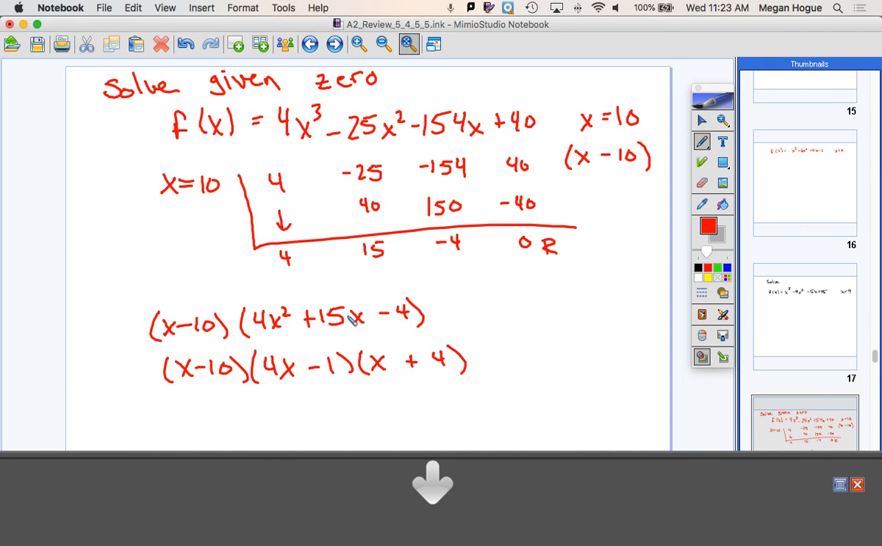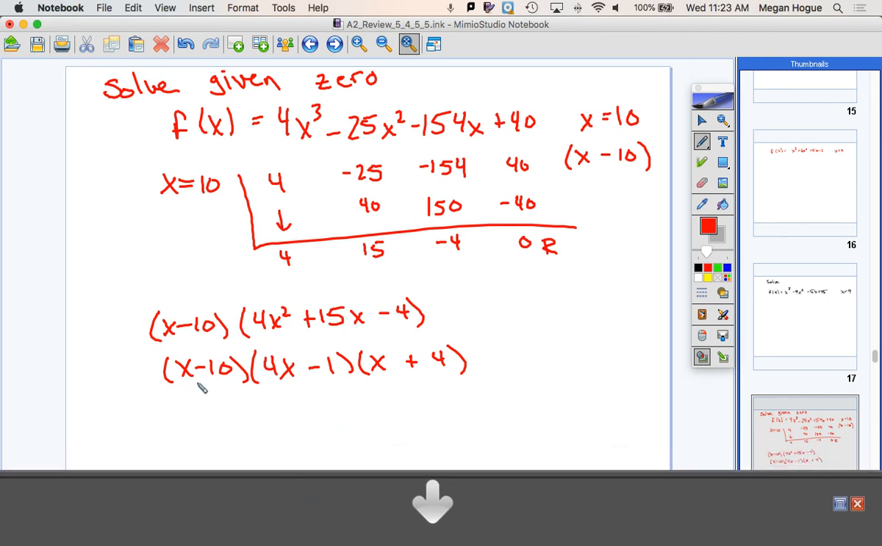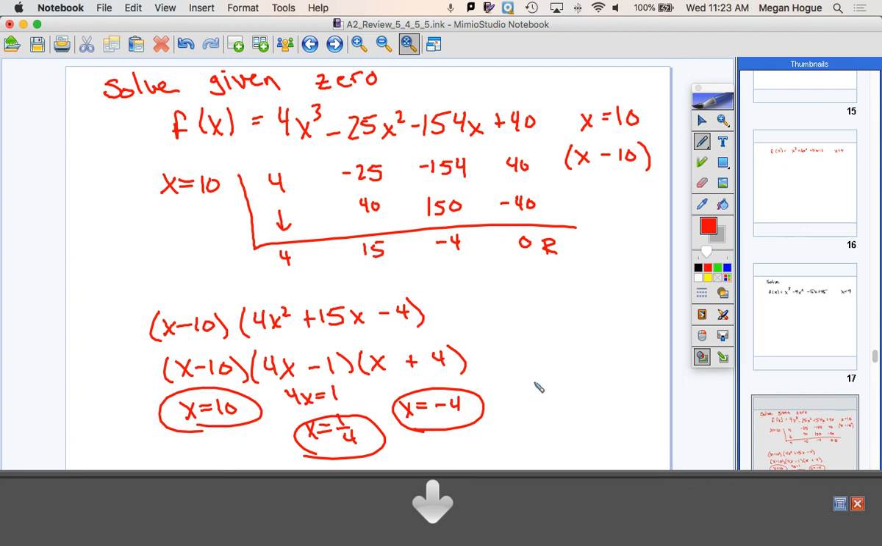Now, we're solving. So when we're solving, we have to do that one more additional step. We have to say this means x equals 10. This means 4x equals 1, so x equals 1/4. And this means x equals negative 4. So to solve, we want to get x equals, not 0.